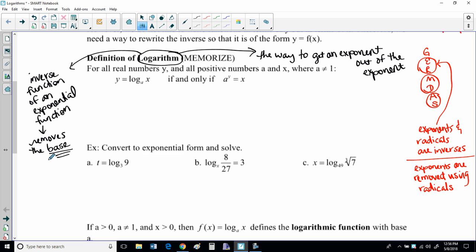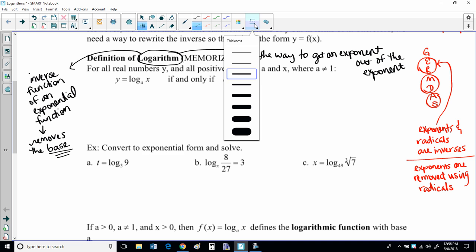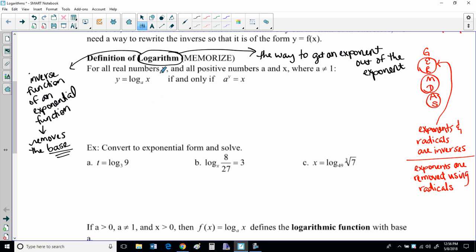Bases are removed using logarithms. Okay? All right. So I just have this little bit of space here so that you could practice it a couple of times.